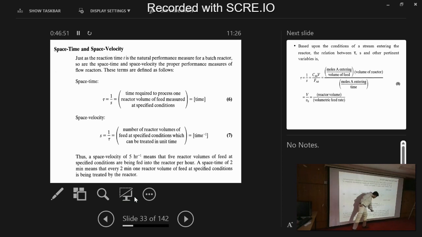Let us say, for example, a space velocity of 5 per hour. What is the meaning of space velocity? Number of reactor volumes. That means 5 reactor volumes are processed in 1 hour. That's called 5 hour inverse. Let's say a space time of 2 minutes. What do you mean by 2 minutes? One reactor volume of feed at specified conditions can be processed in 2 minutes.